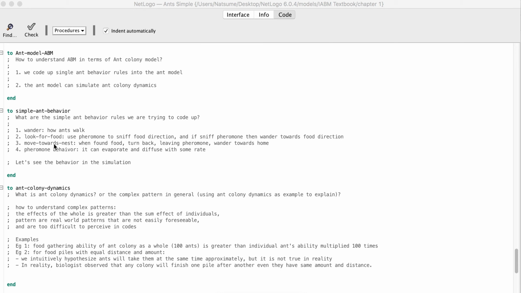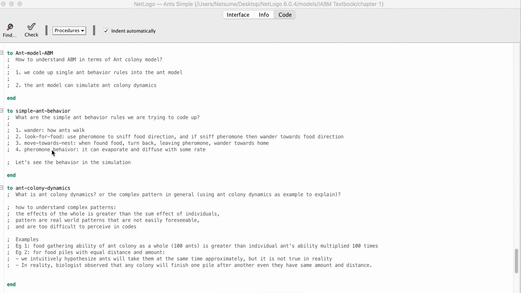The third action is to move towards the nest. That is when the ant has found food, carries the food, turns back and walks towards the nest. On the way home, the ant will produce and leave some pheromone on the way, so that it will help other ants to trace the food source. It will also help itself to come back for more food. That's the third behavior rule.